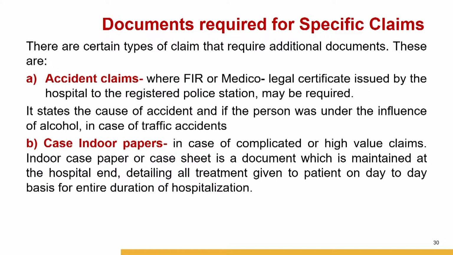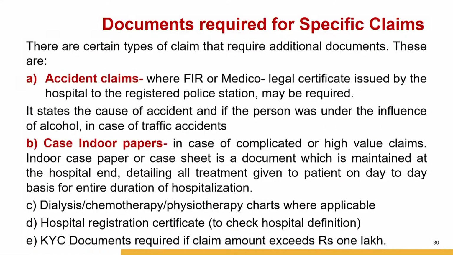ICP papers they may ask. Whatever treatment is being done, doctors put up their notes whenever they come to see the patient, so they may also require these ICP papers. The PDF or scanned copy of that goes to the claims department. Dialysis, chemotherapy, physiotherapy charts wherever applicable need to be provided. Hospital registration certificate is needed to check the authenticity of that hospital. KYC document is required whenever the claim amount exceeds 1 lakh rupees. That needs to be shared from the hospital to the claims department by showing those IDs.